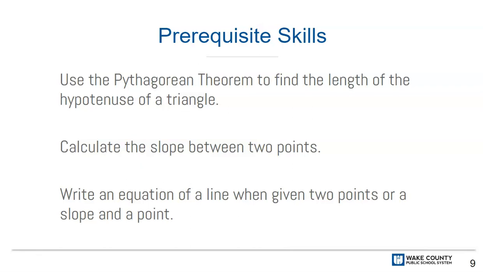Here are some key skills needed to be successful with the content in this unit. You should be able to use the Pythagorean theorem to find the length of the hypotenuse of a triangle, calculate the slope between two points, and write an equation of a line when given two points or a slope and a point.